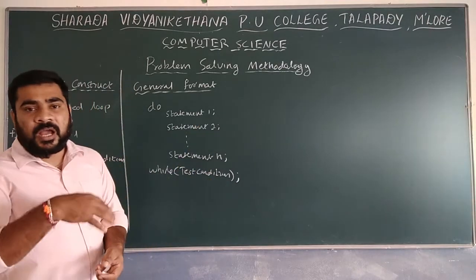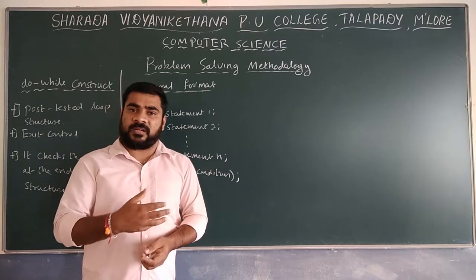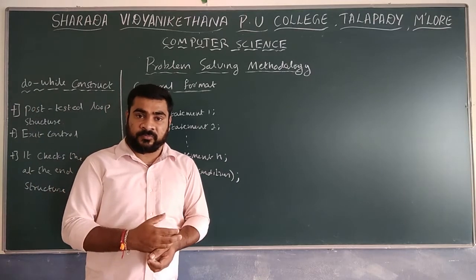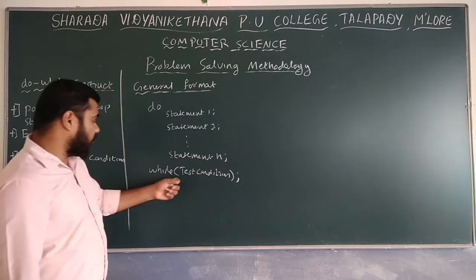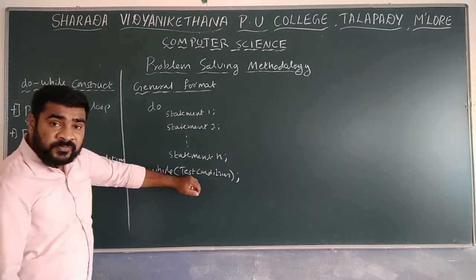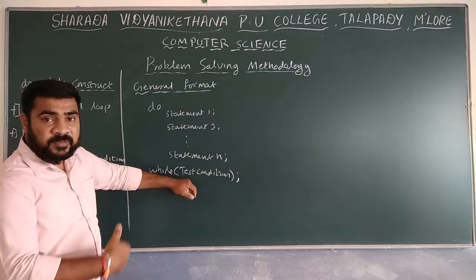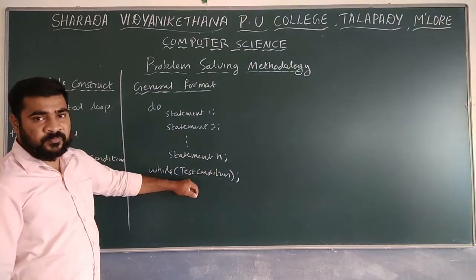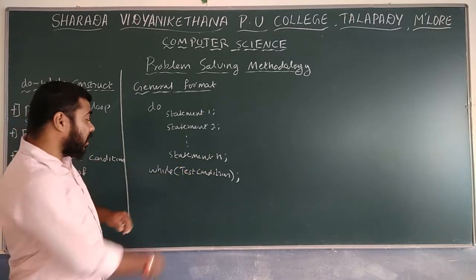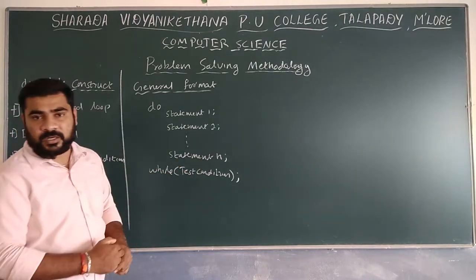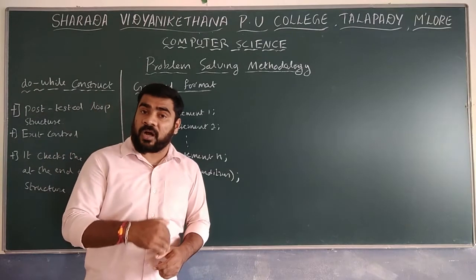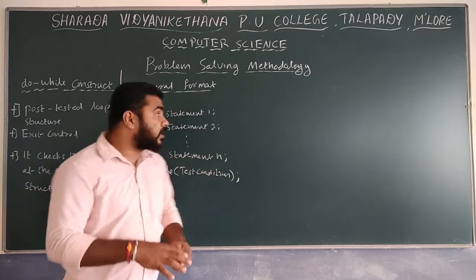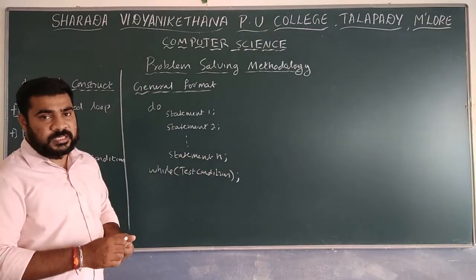Repeating everything is the same. How many times the statements are going to execute: until the test condition becomes false. Until the test condition becomes false, the statements are going to repeat again and again. Whenever the test condition is false, control is going to move out from the looping structure. That is the general format of do while.